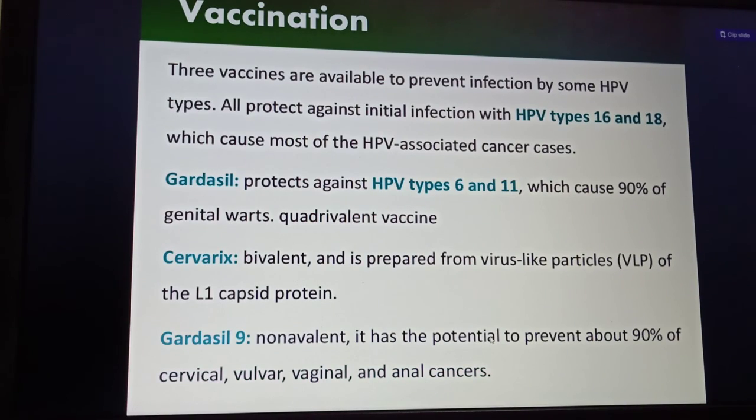And vaccination. They give Gardasil, to protect against human papilloma virus, about 90% of genital warts. The next one is Cervarix, which is prepared from virus-like particles, like a protein, so they give it as a vaccine. And next is Gardasil 9, which covers cervical, vulvar, vaginal and anal cancer, and they give this kind of vaccination.